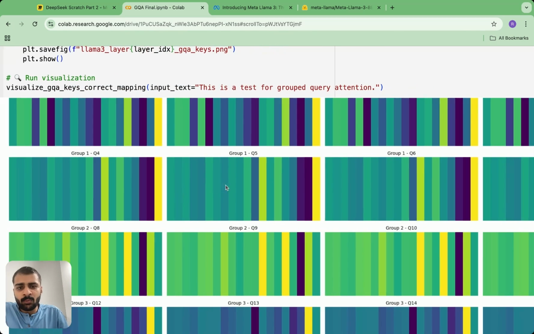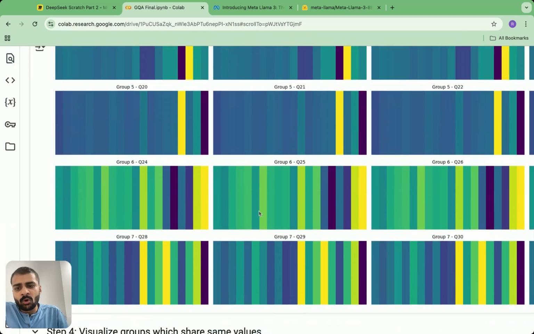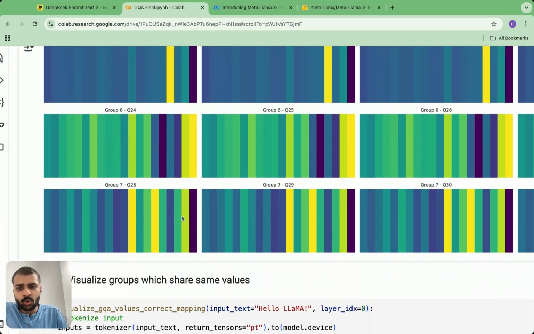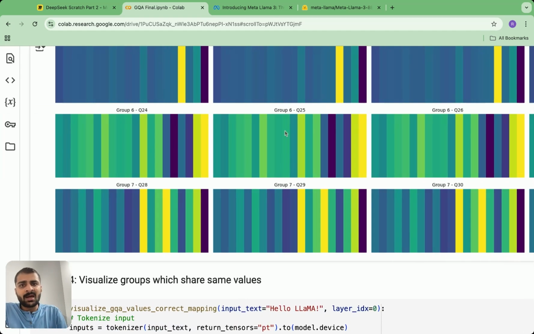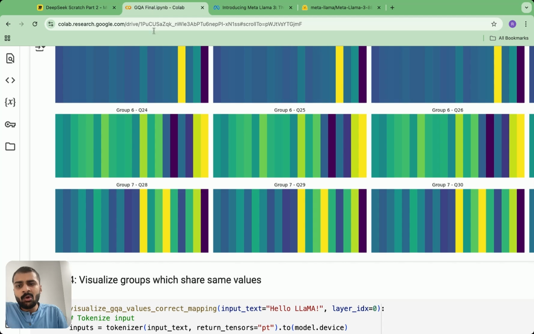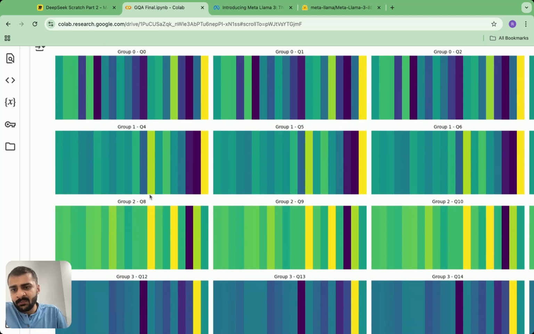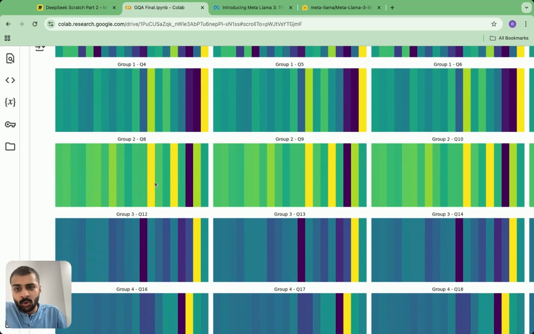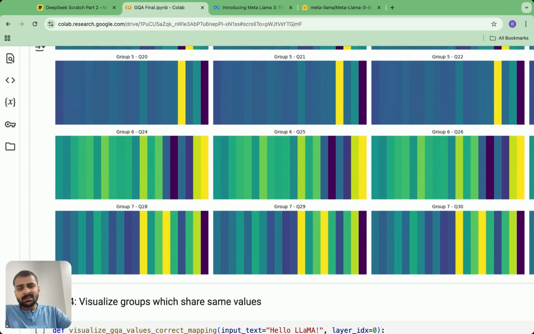If you look at the second group, you'll see that all the matrices are the same. Similarly, if you go right till the very end, and look at the last group, you'll see that all the matrices visually are exactly the same. This is proof that Meta Llama 3 used a grouped query architecture. And now if you compare group 0 and group 1, it's different. Group 1 and group 2, it's completely different. Group 2 and group 3, it's completely different. So within one group, the key matrices are all the same, but across different groups, they are different.